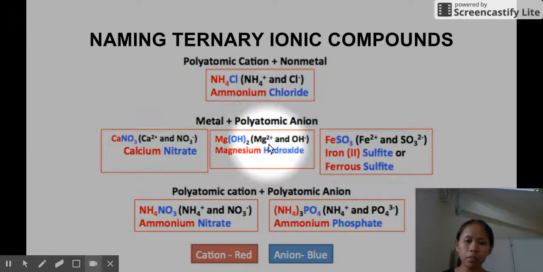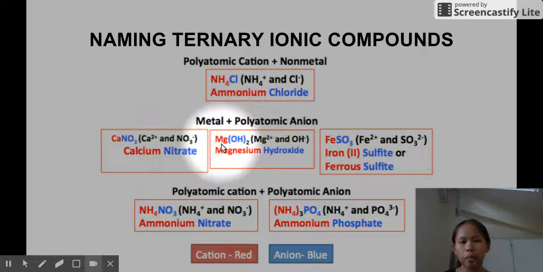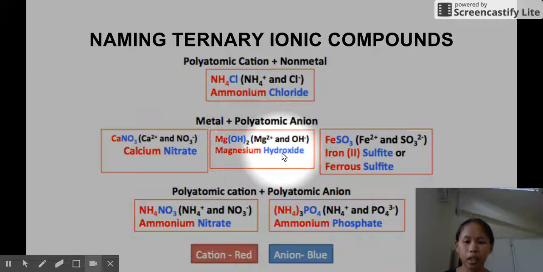Now for magnesium and hydroxide, when you crisscross Mg2 plus and OH negative, the resulting chemical formula is Mg(OH)2, and Mg is just magnesium. You don't change the metal's name. And OH from your list is named hydroxide. So the final name is just magnesium hydroxide.